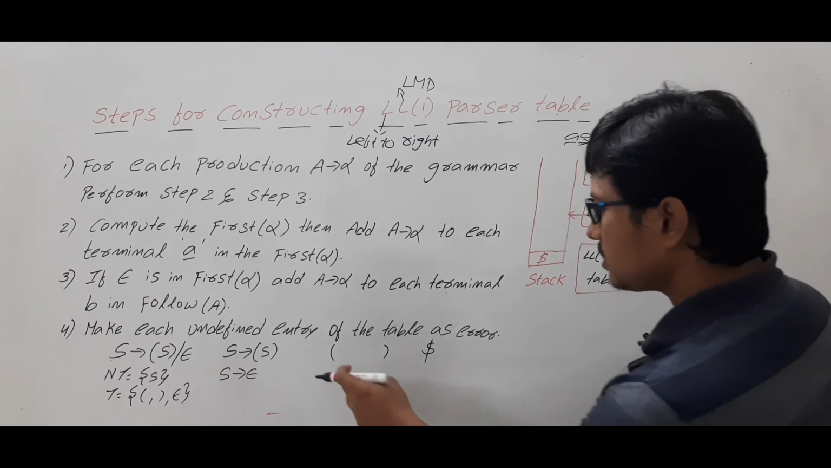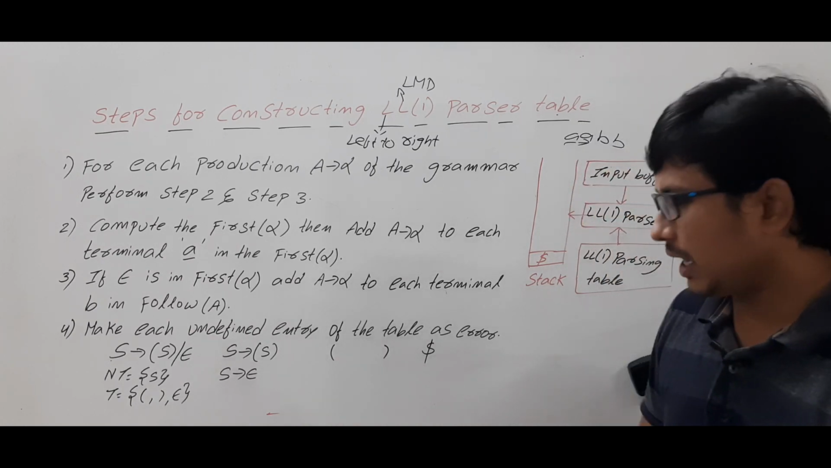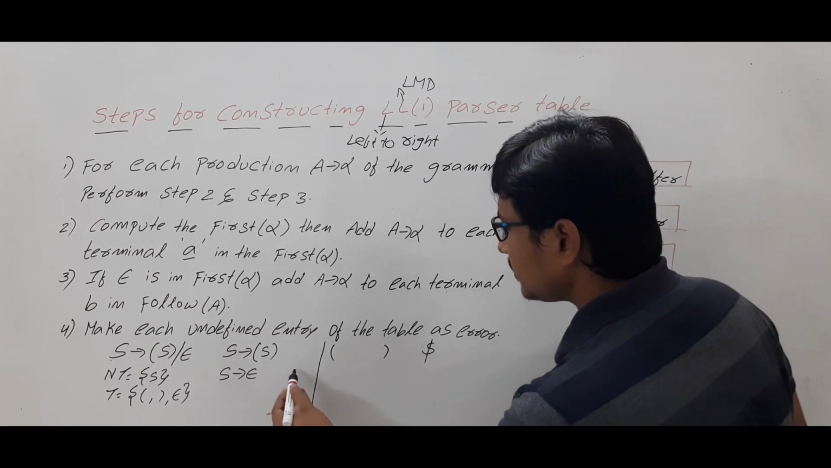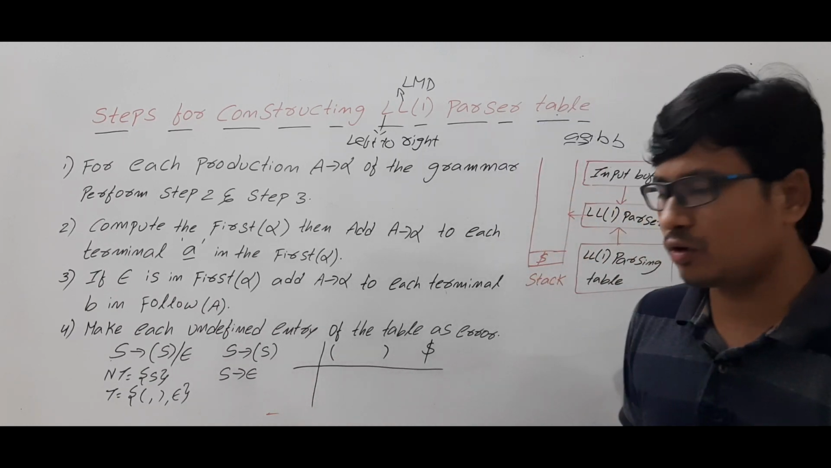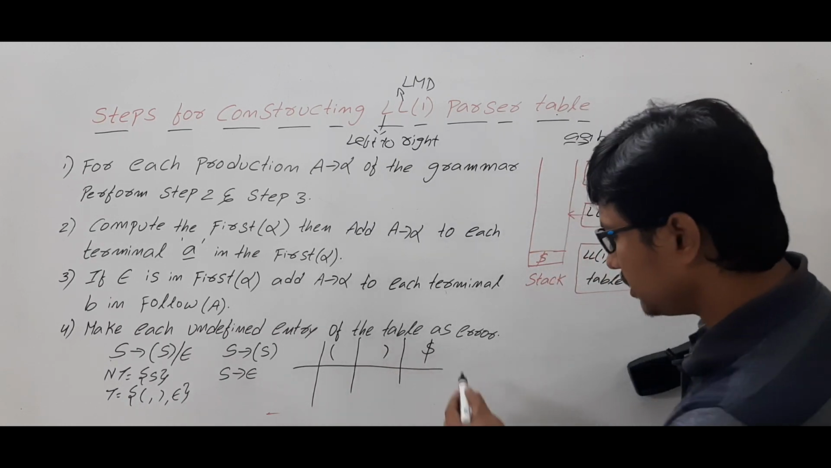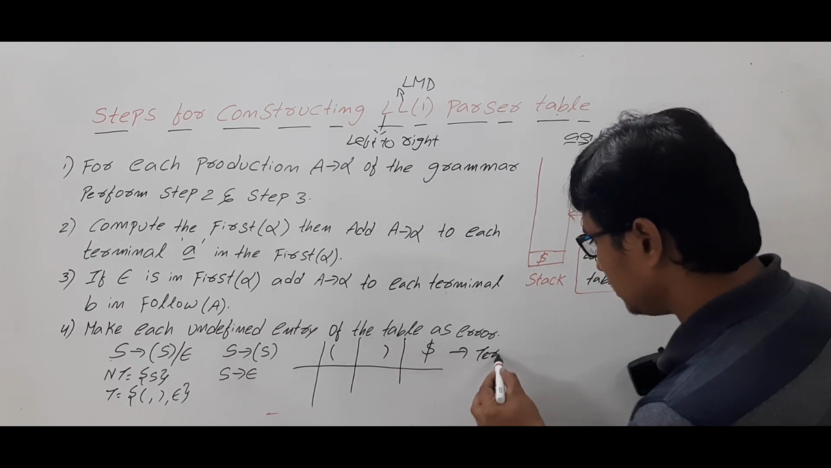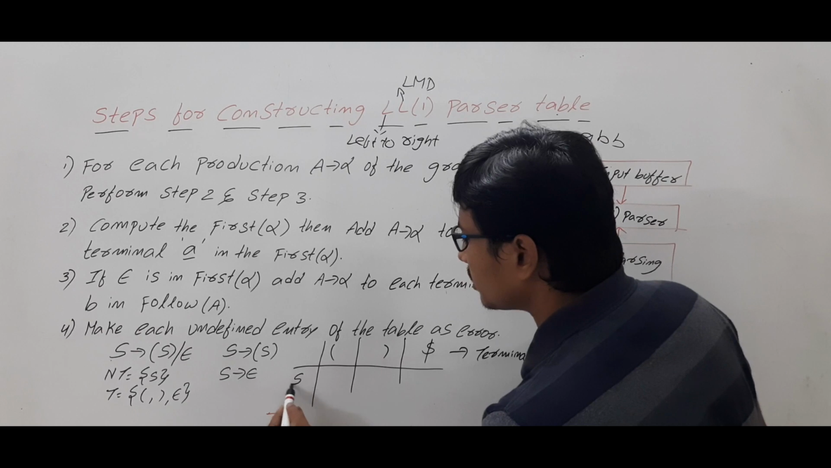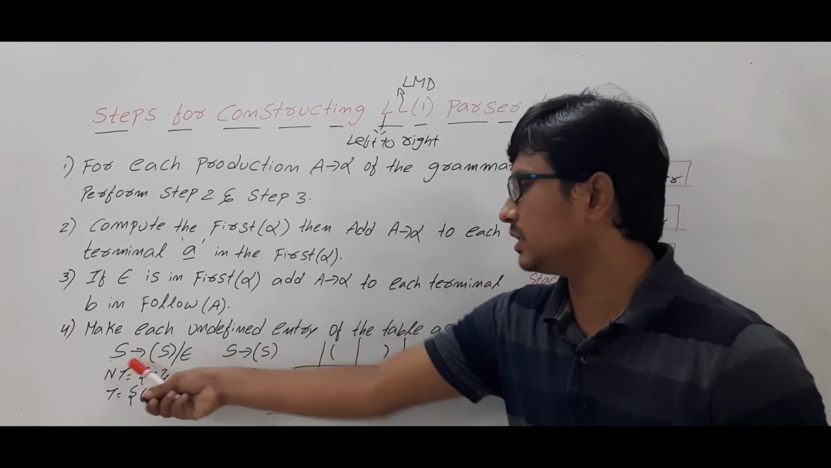Okay. So at the column level, I will keep all the terminals, because any table will have rows and columns. These are the terminals. And at the row side, I will keep the non-terminals. Here only one non-terminal is there.